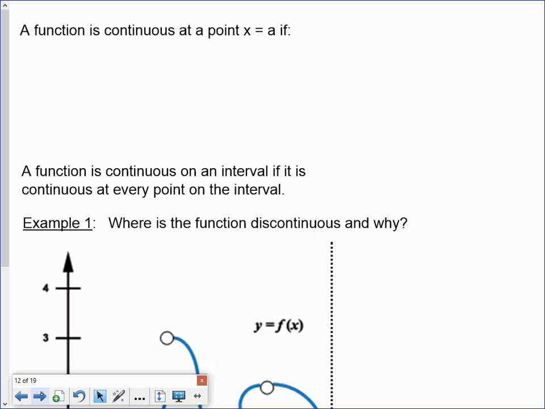Now, what does this mean in mathematical terms? Mathematically, there are three conditions that have to be met for a function to be said to be continuous at a specific point x equals a. So at that point x equals a, the function has to exist.